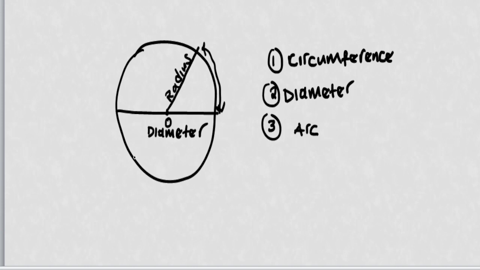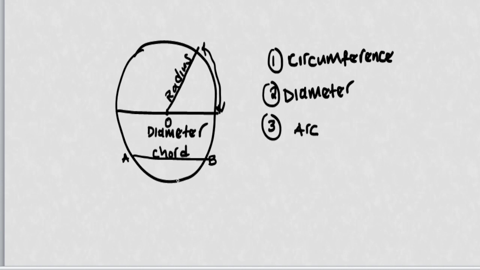Now look at this, this is a point and that is a point. Suppose these are 2 points, point A and point B. So this line that we've drawn that is joining these 2 points is what is referred to as a chord. So this is a chord.